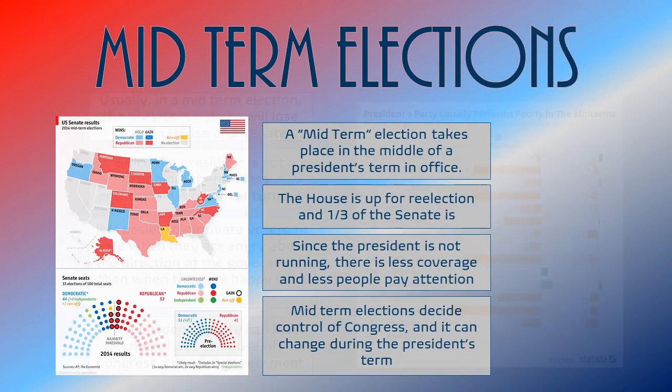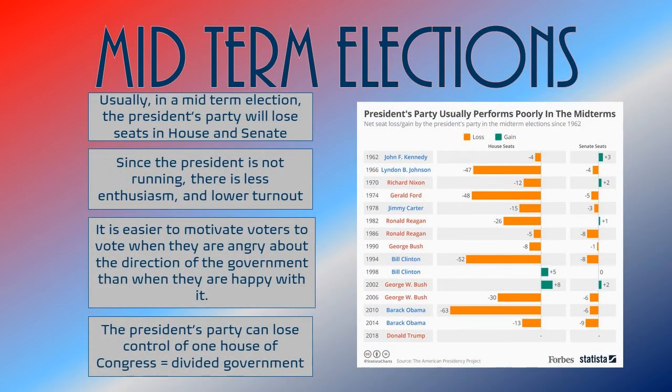So, what usually happens in a midterm election is that the party of the president will perform poorly. So, the president's party tends to lose seats in both the House and the Senate. You can see this in the chart on the right. If you see an orange bar, that represents the president's party losing seats. If you see a green bar, that represents the president's party gaining seats. And you can see that that is incredibly rare. And if they do gain seats, it is a very small gain. Those losses are big losses. Those are losses of 50 seats or even 60 seats under Barack Obama.